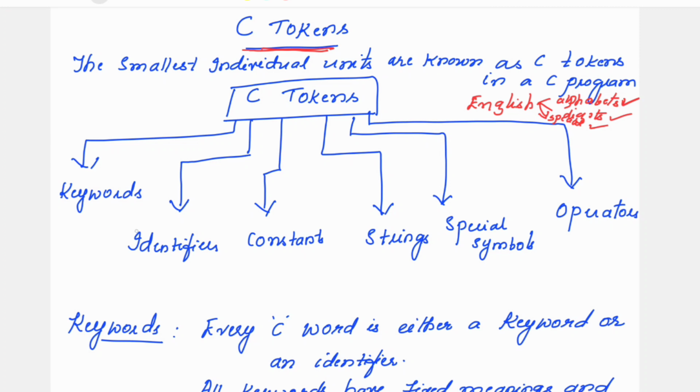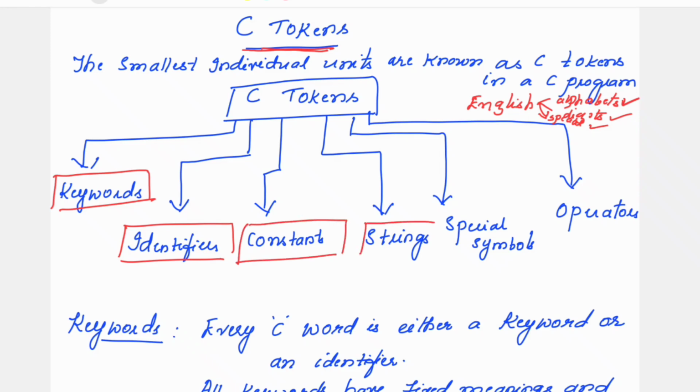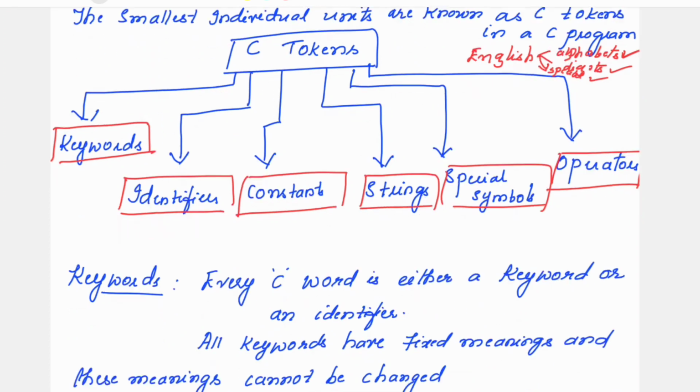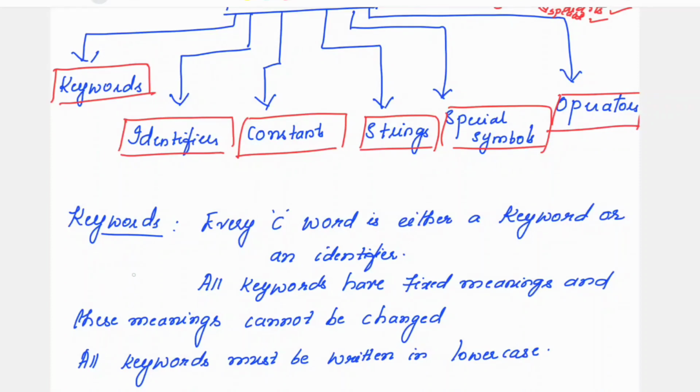Now these tokens are broadly classified into 6 types. The first one is called as a keyword, identifier, constant, string, special symbols are there, and then you have the operators. Now in detail you will be learning in my future sessions each of these C tokens. Presently I just wanted to introduce these C tokens by giving the definition.